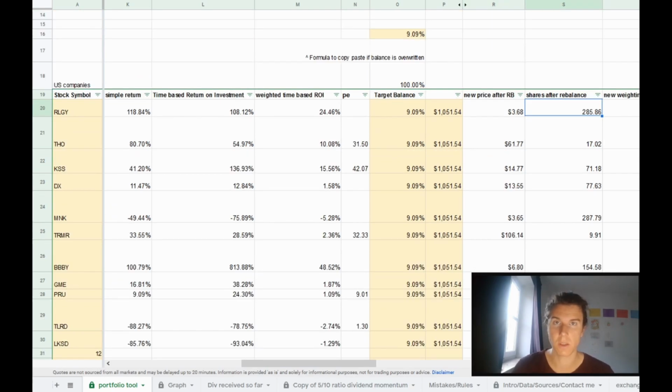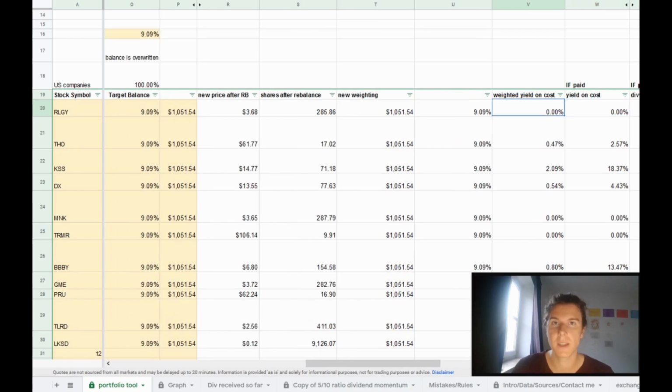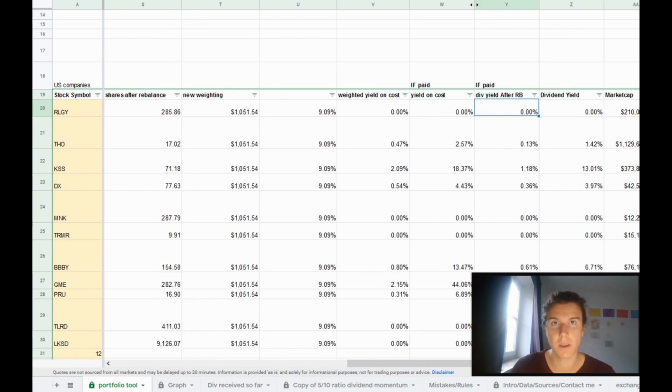And here you can see the amount of shares you would have after rebalancing and the new weighting, but you can ignore this. And then you can see the yield on cost depending on the weighting. And if the stocks pay dividends continuously, this would be your yield on cost. And some of the stocks might already have stopped to pay dividends, and you have to look into that. This would be the dividend yield after you rebalance. This is the regular dividend.